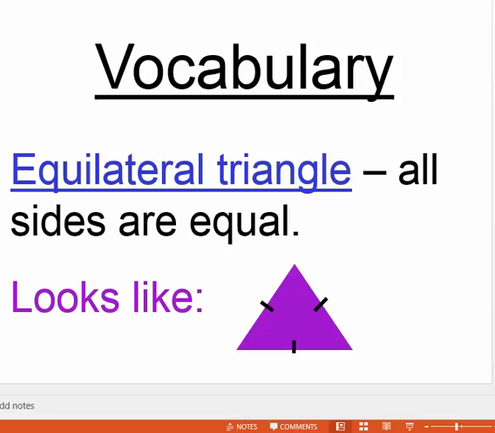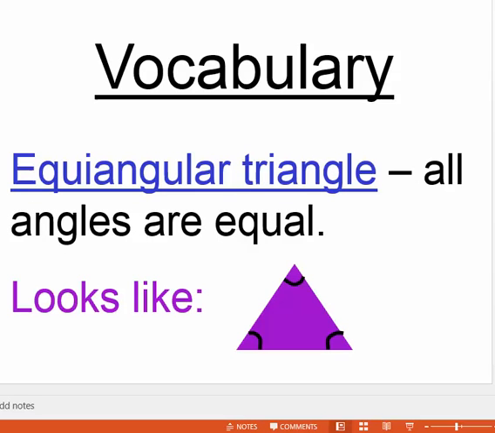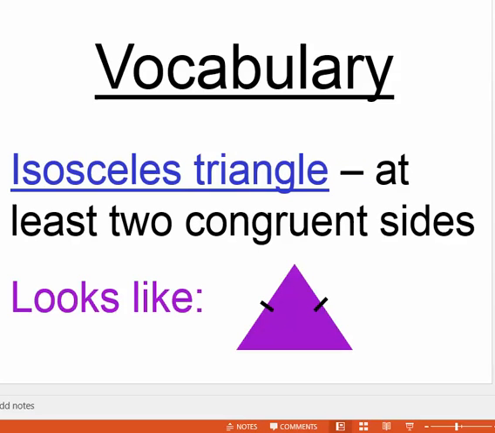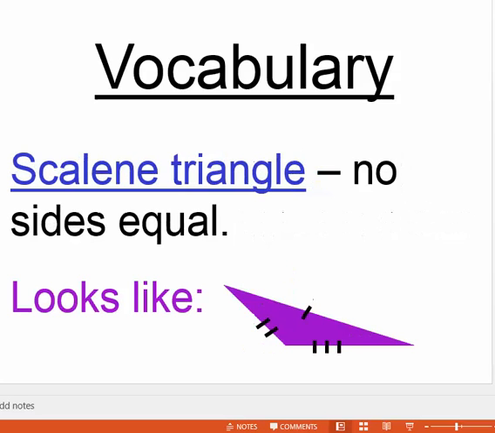Equilateral triangle sides are also equal. It looks like this. You'll notice the three hash marks, which means those three sides are congruent. Going back to our previous look, you'll notice the little swoops in each angle. That means all three of those angles are congruent. Isosceles triangle, at least two congruent sides. Two hash marks, two sides equal.